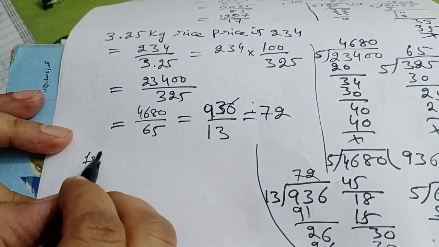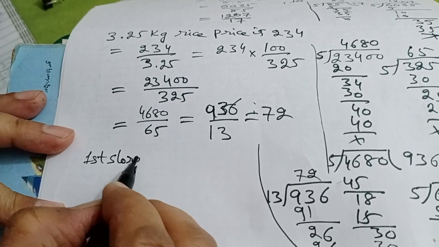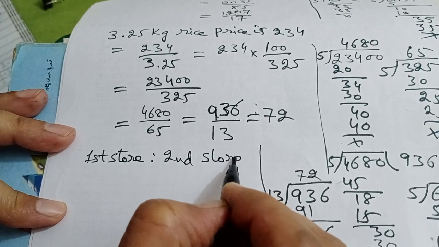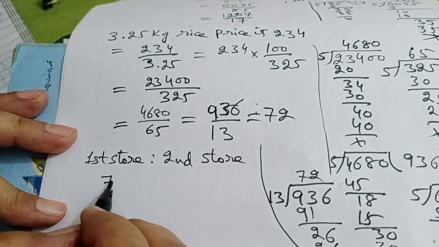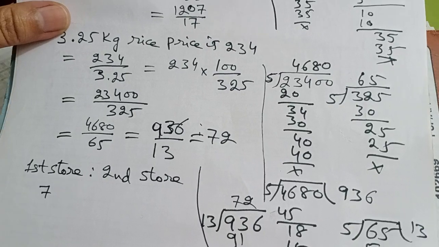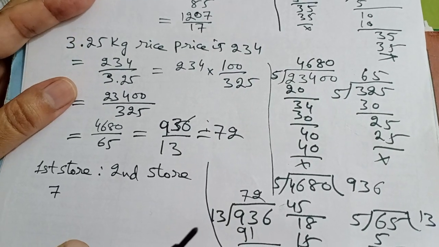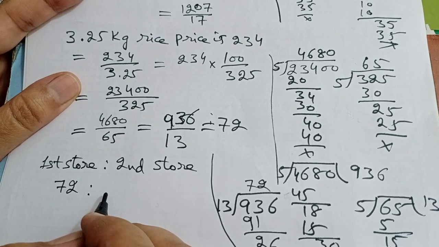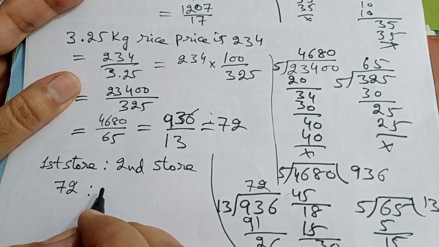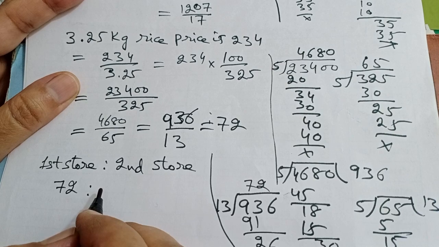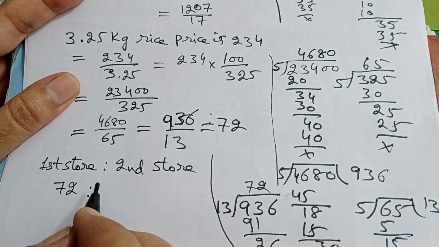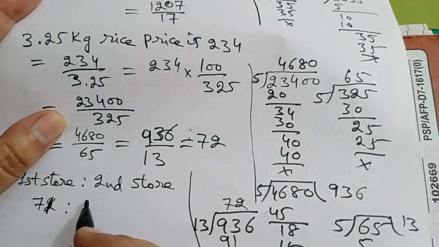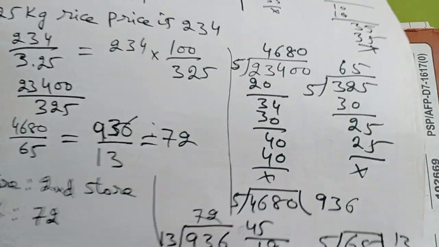First store ratio second. First store we have 71, ratio 72. First store we have 71 and second store we have 72.